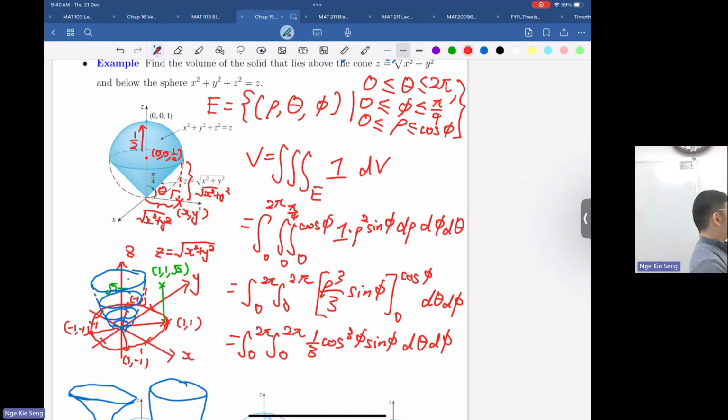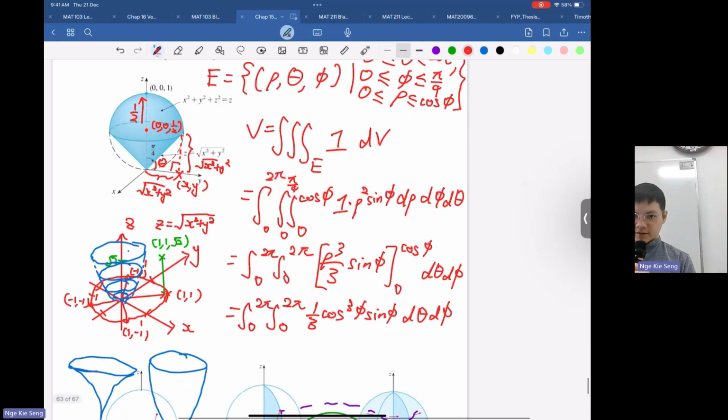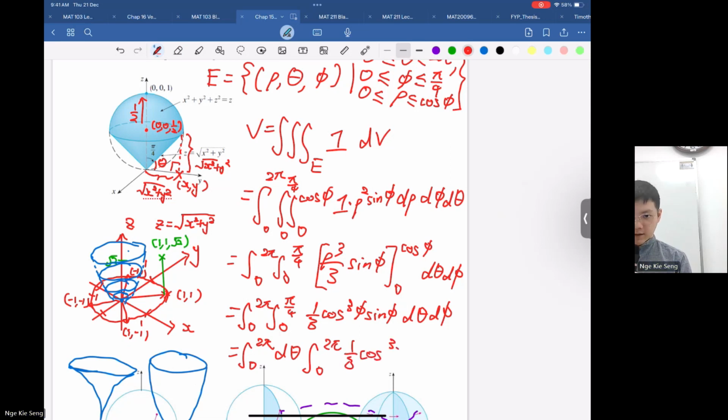Now you can see that the expression is everything in phi and nothing in theta. So you can think of a constant function 1 in theta, and then you can split this iterated integral like this. Then the theta integral gives 2 pi, times the integral from 0 to pi over 4 of one third cos cubed phi sine phi.